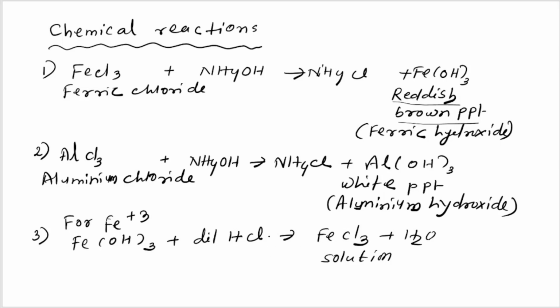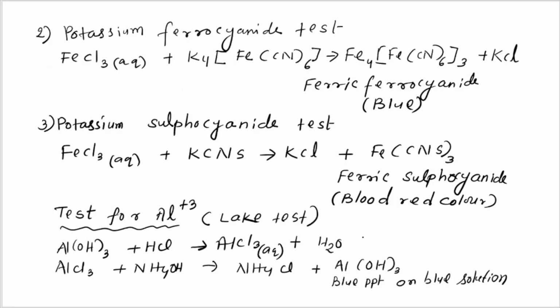Then if you want to dissolve it, it comes into solution. You remember here I have added dilute hydrochloric acid, then it becomes a solution. Potassium ferrocyanide gives a blue color. You remember potassium ferrocyanide gives ferric ferrocyanide. Remember, this is very important for different types of entrance exams and other examinations. You can find what is the formula of ferric ferrocyanide and what is its color. Similarly, when you add potassium sulfocyanide, it gives ferric sulfocyanide, that is blood red color.